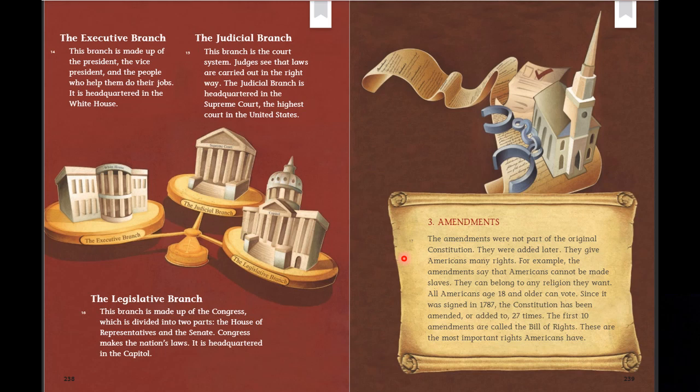For example, the amendments say that Americans cannot be made slaves. They can belong to any religion they want. All Americans age 18 and older can vote. Since it was signed in 1787, the Constitution has been amended, or added to, 27 times. The first 10 amendments are called the Bill of Rights. These are the most important rights Americans have.